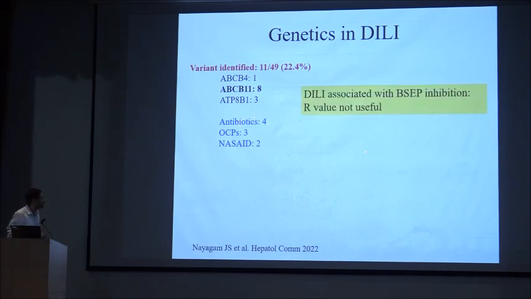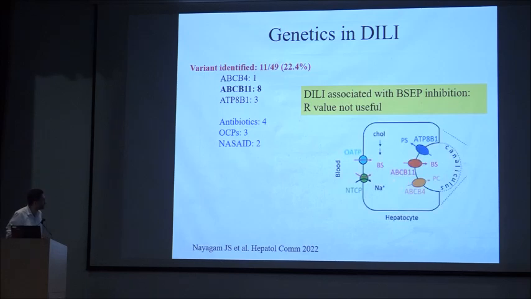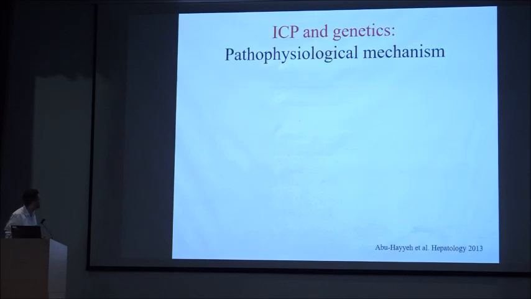Now, one thing to note: in DILI associated with BSEP inhibition, the R value will not be useful despite this being a cholestasis. This is because if BSEP is inhibited, the bile salt cannot go out from the hepatocyte to the canaliculi, will accumulate in the hepatocyte and will cause hepatocellular injury, and there will be significant elevation of AST and ALT and less elevation of alkaline phosphatase. So, do not go by R value in these cases.